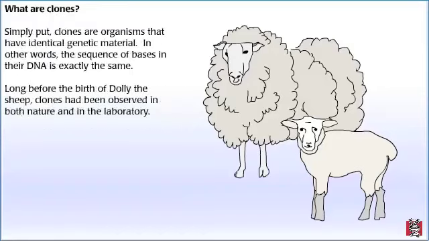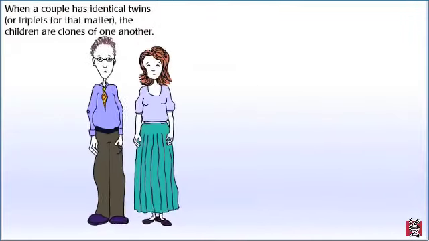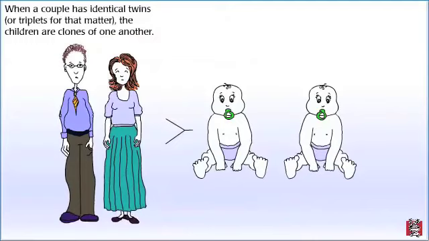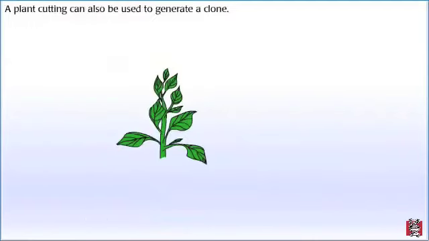What are clones? Simply put, clones are organisms that have identical genetic material. In other words, the sequence of bases in their DNA is exactly the same. Long before the birth of Dolly the sheep, clones had been observed in both nature and in the laboratory. When a couple has identical twins, or triplets for that matter, the children are clones of one another. A plant cutting can also be used to generate a clone.